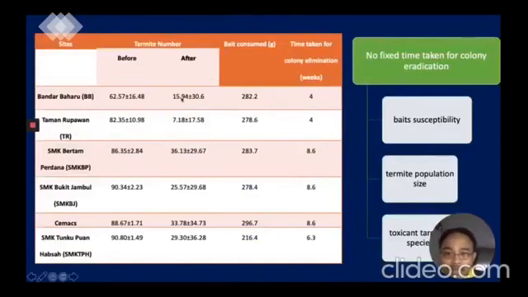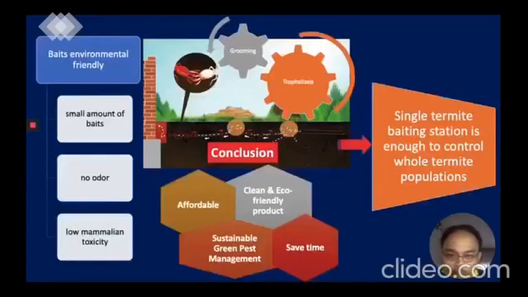Before and after, the total bait consumed is within 282 grams at most, and the lowest is around 216 grams. It took about 4 to 6.3, 4 to 8.6 weeks, and by the whole 10 weeks of the study, the whole colony had been eliminated. Grooming and trophallaxis help to transfer this AI from their bodies to the individual termites that have not been in direct contact with the bait. From this discussion, a small amount of bait, only 282 grams per application, is enough to eliminate the whole termite colony.